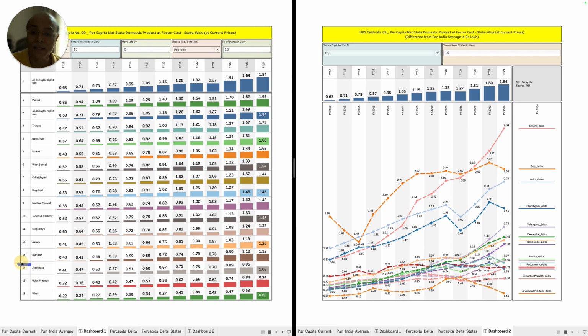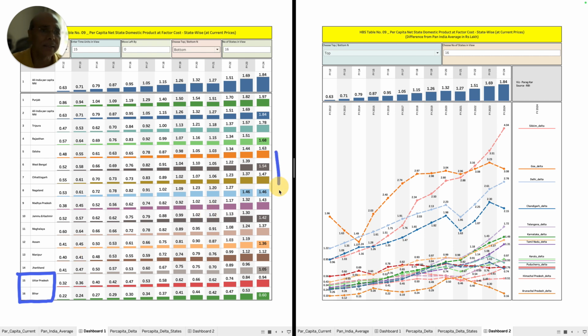Then we have Jharkhand, then Manipur, then Assam, then Meghalaya. So look at this. See, these numbers are respectable. Meghalaya and Assam numbers are, but for Bihar and Uttar Pradesh the numbers are pretty low because of the large population living below the poverty line. So these are the two states of main concern as far as per capita income is concerned.